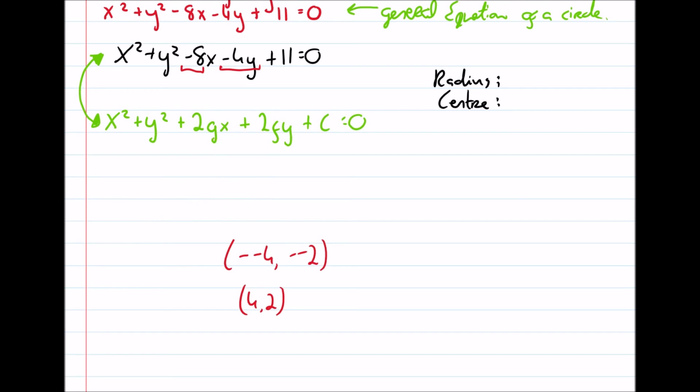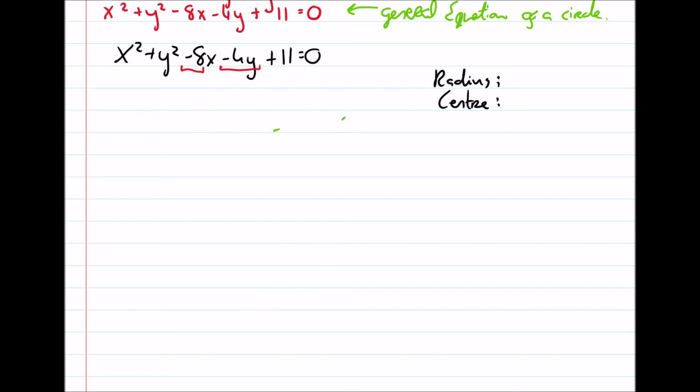If I'm given the general equation of a circle and I want to find its centre, very simple what I do. I look at the number in front of the x, I half it, I change its sign. So minus 8 halved is minus 4, change its sign, 4. And likewise with this one, minus 4 halved is minus 2, change its sign, 2. So the centre of this circle is 4, 2.